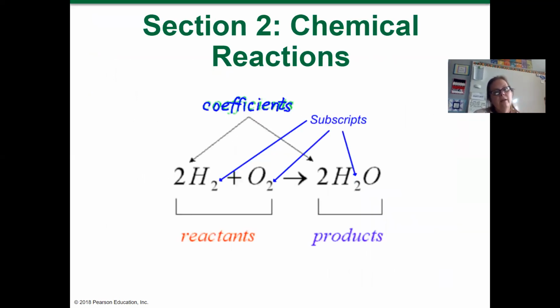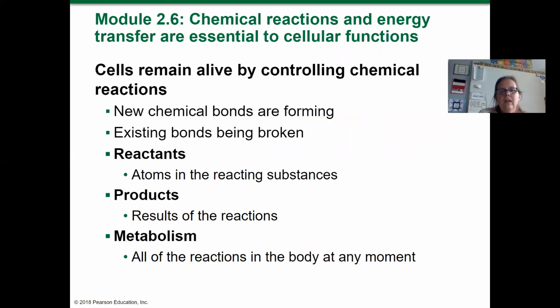The next section is about chemical reactions. I'm just going to keep going because this is all the chemistry, and I've divided the chapter into the chemistry portion and the biology portion, and I'm hoping that this doesn't run too much over 20 minutes, but we'll see. All right, so chemical reactions.